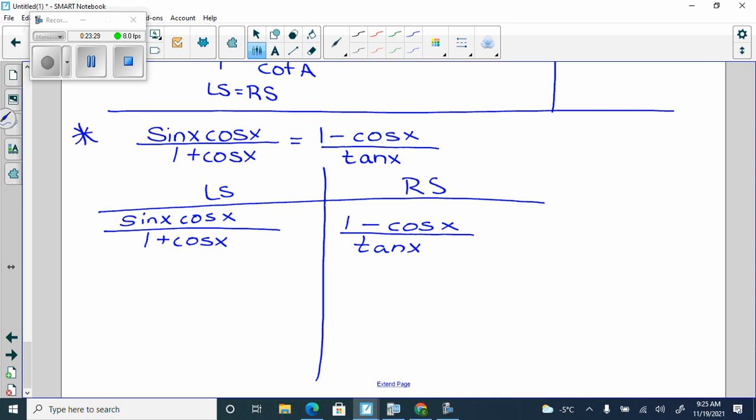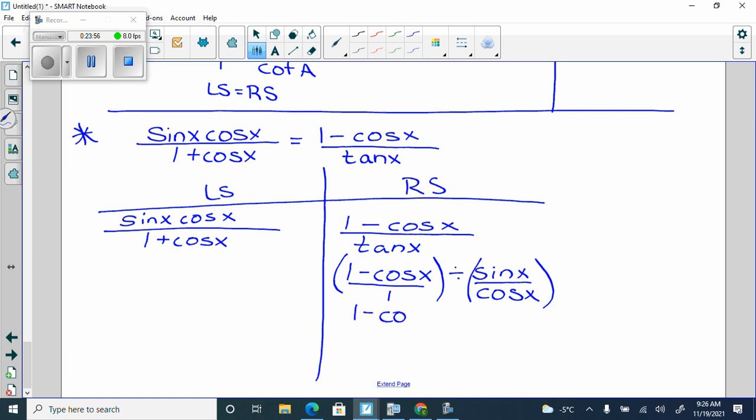Okay, so the only thing I can see here that I could do is maybe the tan X. So people will always try that first. So they're going to go 1 minus cos X divided by sine X over cos X. Oh, I have a fraction, so I'm going to write it sideways. I'm going to put it in brackets, and then I'm going to sit there and stare at it for a little while and say, okay, well, they're full fractions, so I can flip them, right? So I get 1 minus cos X over 1 times cos X over sine X.